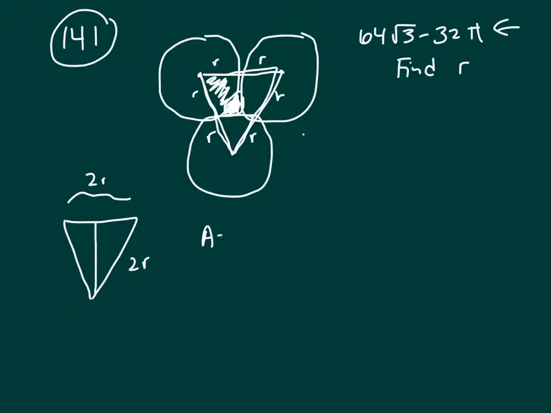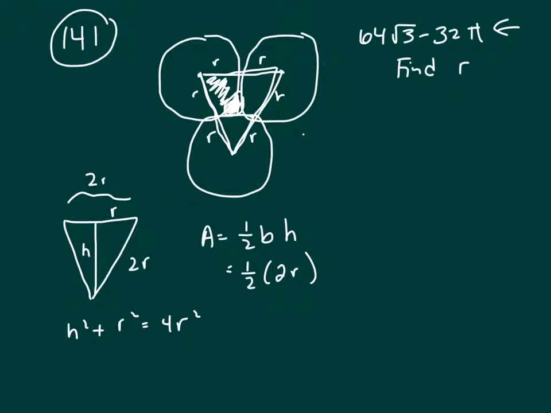And the area of a triangle is 1/2 base times the height. So that's 1/2 the base, which is 2r. And let's find the height. We know that's r. Let's call this h. Let's use the Pythagorean theorem. So that's going to be h squared plus r squared equals 2r squared, which is 4r squared.